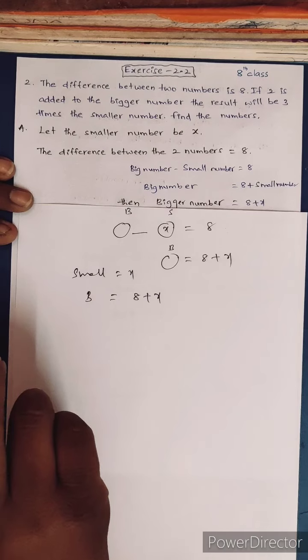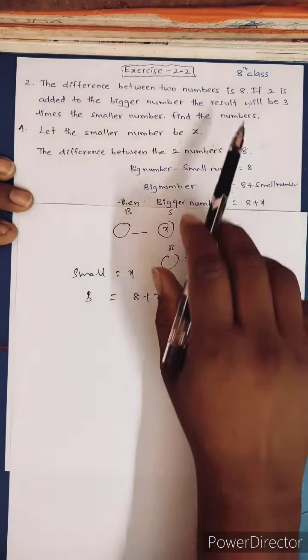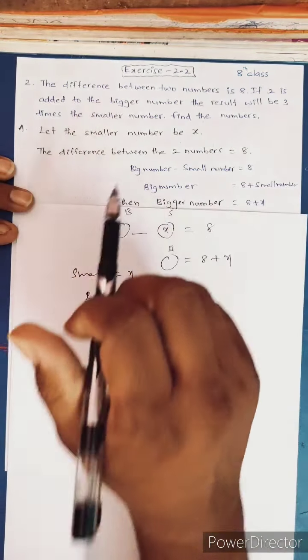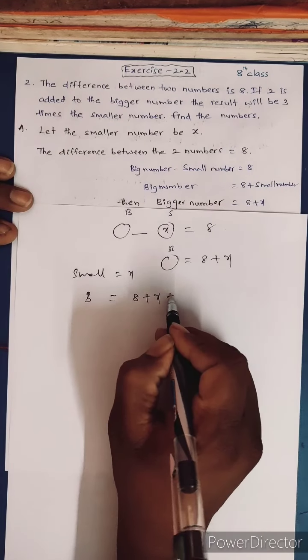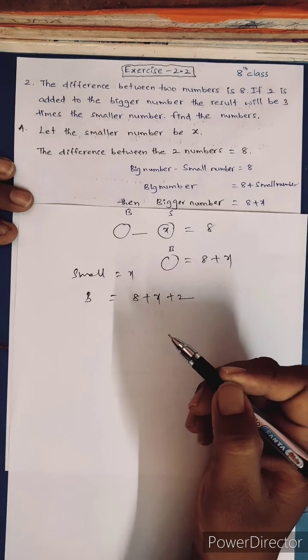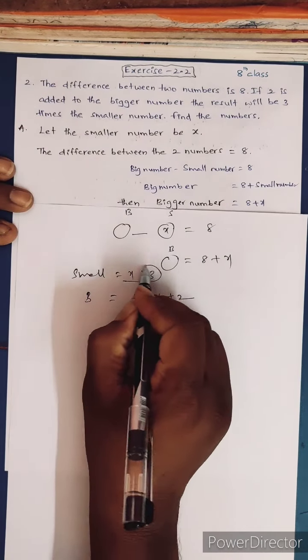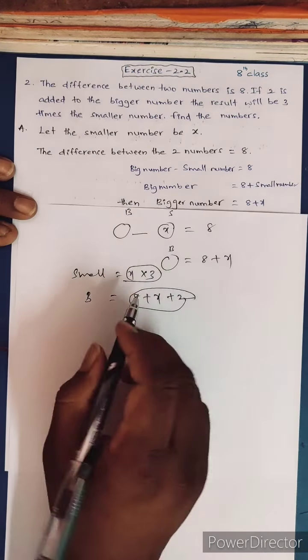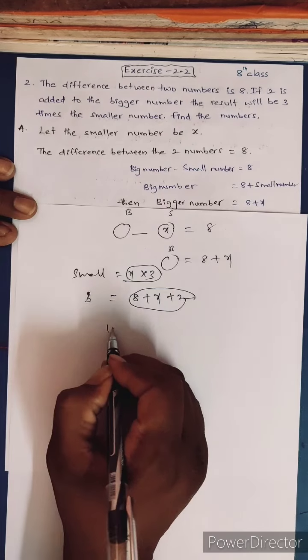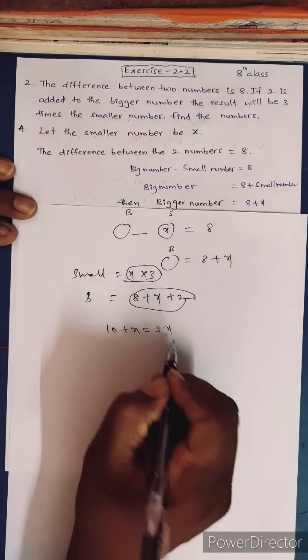Now, a condition is given in the problem. What is that condition? If 2 is added to the bigger number, what happens? The result will be 3 times the smaller number. So these two are equal. 8 plus 2, 10 plus x is equal to 3x.